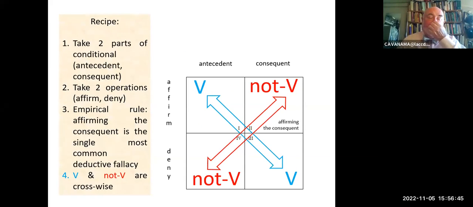This produces a mnemonic device and a recipe. Here's the recipe. Take the 2 parts of the conditional, take the 2 operations, we know what they are. I'm going to give you the empirical rule I just mentioned a moment ago. Affirming the consequent is the single most common deductive fallacy. And valid and invalid are crosswise.